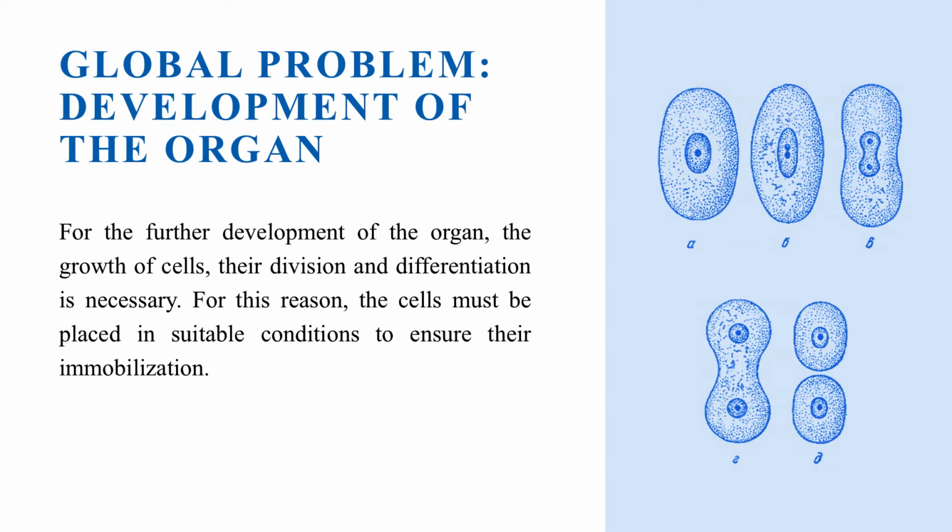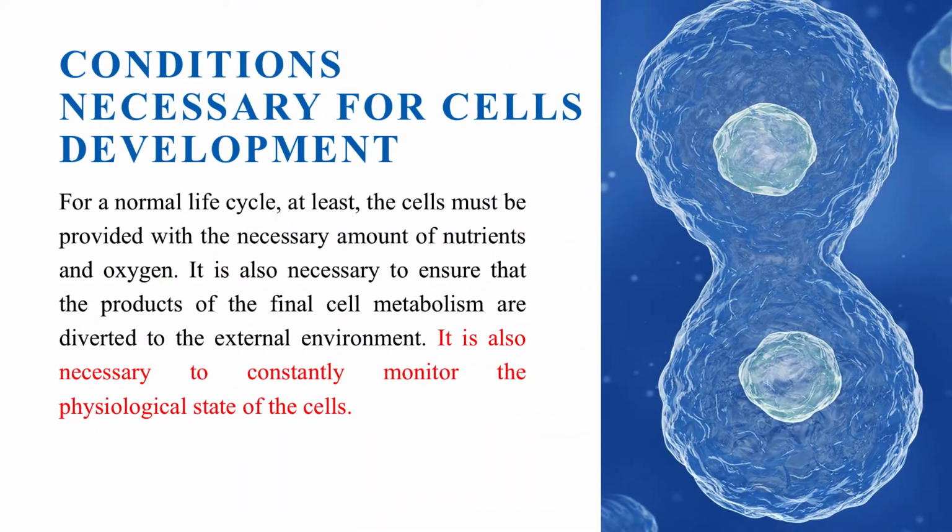After cells are composed in a particular order using a bioprinter, a new challenge arises: how to ensure cells' proper growth so they can form a tissue. Proper conditions are necessary for cells' development, such as nutrients and oxygen. Also, products of cells' metabolism must be removed.